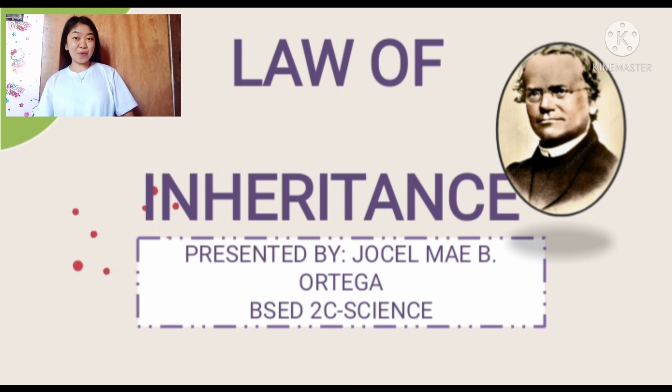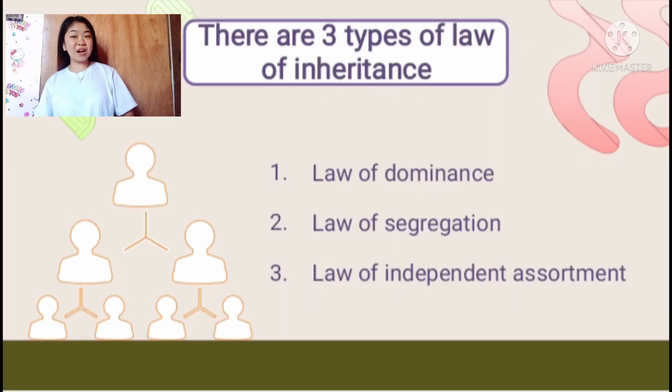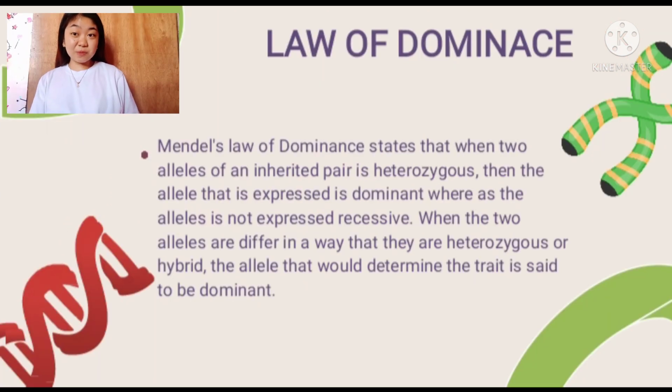And now we are going to talk about the law of inheritance. The law of inheritance has three topics: the law of dominance, the law of segregation, and last is the law of independent assortment. Now let's proceed to topic number 1, which is the law of dominance.